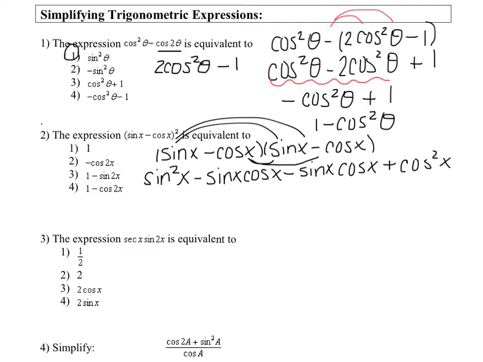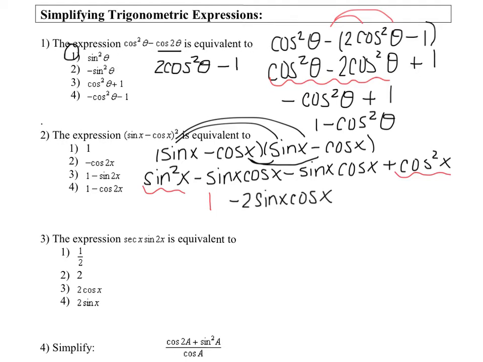Now are there like terms? I have 2 of these. So I have 2 sine x cos x, but I have a negative 1 and a negative 1. So that really should be negative 2 sine x cos x. And then I have sine squared plus cosine squared left over. But that should be familiar because sine squared plus cosine squared is equal to 1. So 1 minus 2 sine x cos x. Now, unfortunately, that's not one of my answer choices.